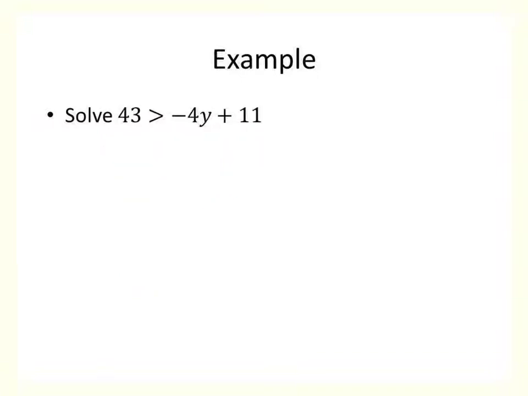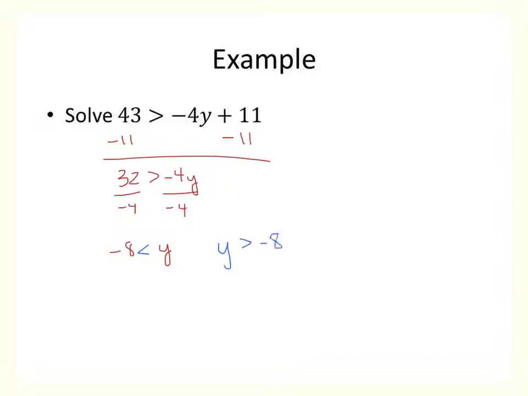All right, so let's try this. 43 is greater than negative 4y plus 11. What do we do first? Subtract 11 from both sides. 32 is greater than negative 4y. And next, divide by negative 4. Negative 8 is greater than y. Oops, what did I do? I did not flip my inequality. Negative 8 is less than y, or y is greater than negative 8.